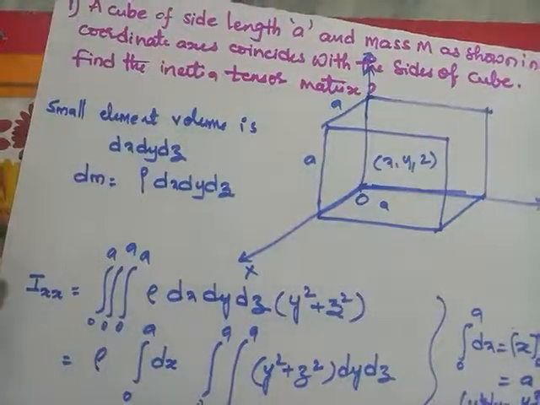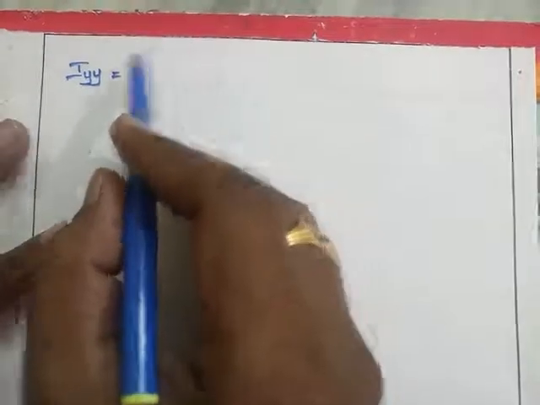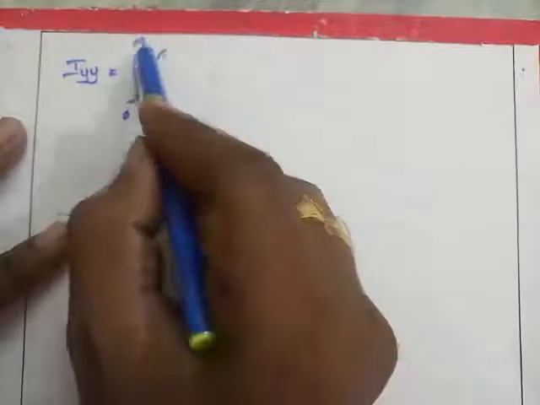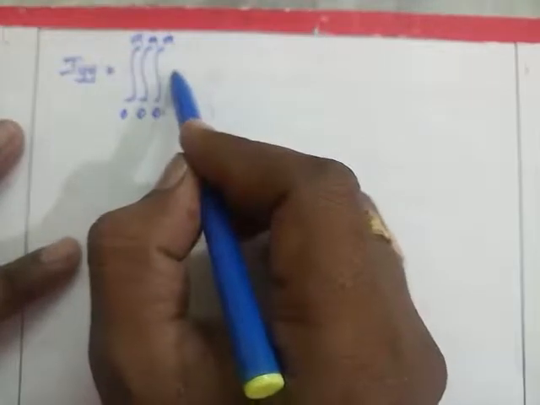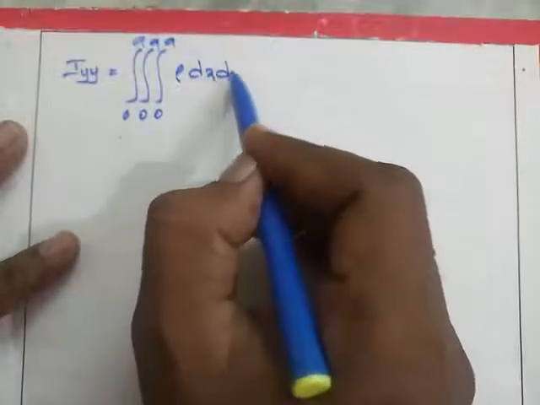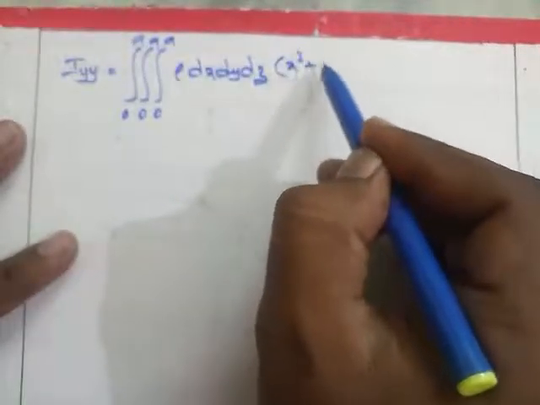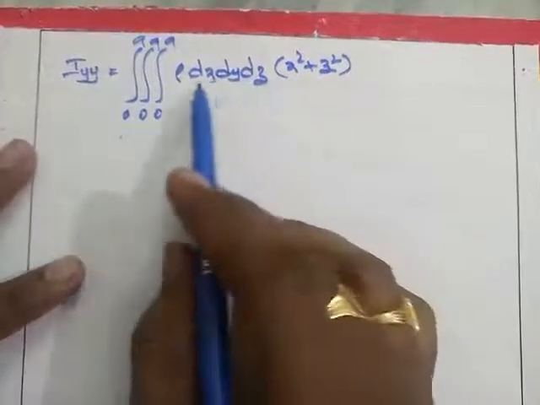Next we have to find the Iyy value. How can we get Iyy? Similarly to Ixx, take 0 to a, 0 to a, 0 to a, and here you take rho into dx dy dz, and the components are x square plus z square. Now integrating this one.